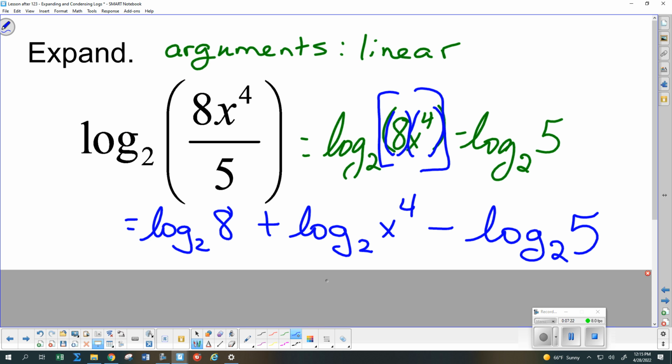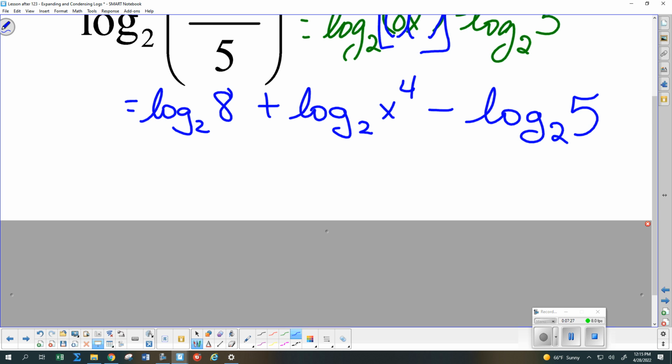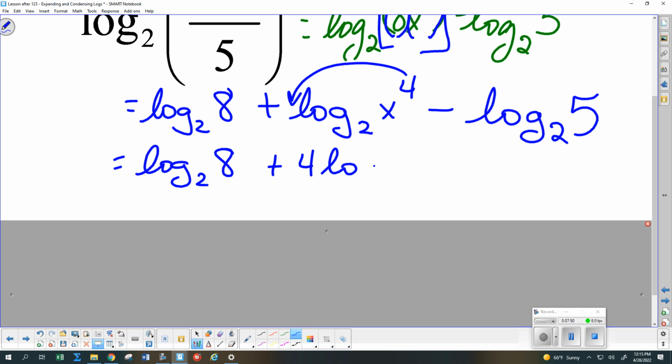Is it linear yet? Leah, you just shook your head. No, you're correct. What's wrong still? The x to the 4th. And how do I fix an x to the 4th when that's my argument? Wyatt? So we're going to move the 4 in front of the log. So we could say log base 2 of 8 plus 4 log base 2 of x minus log base 2 of 5. Does that make sense?